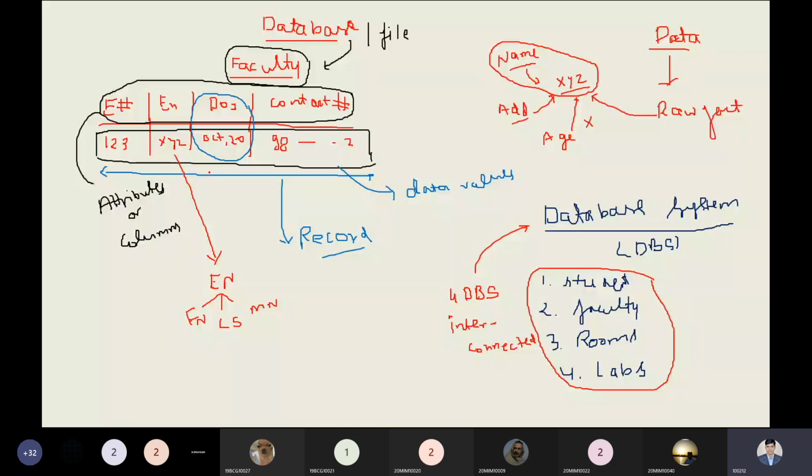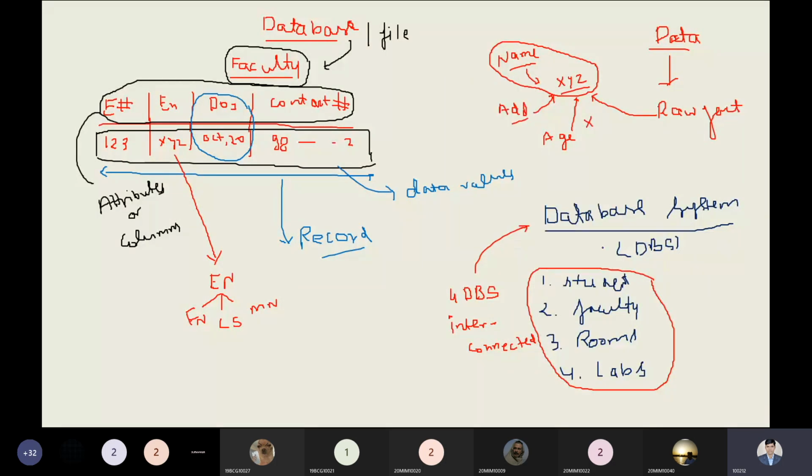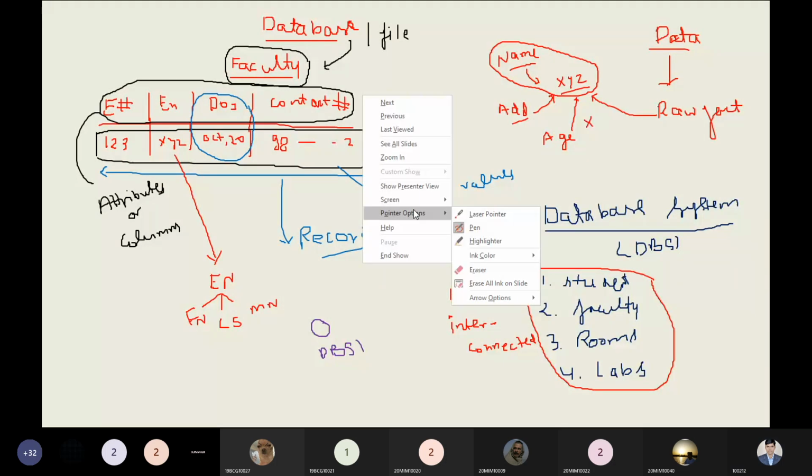Yes, now tell me. Is it clear right now? Yes, sir. Okay, so now coming to the other point I was discussing. See, we have one database. Suppose I am following one database system for the computer science department. Okay, so let me write it properly so you can easily understand.